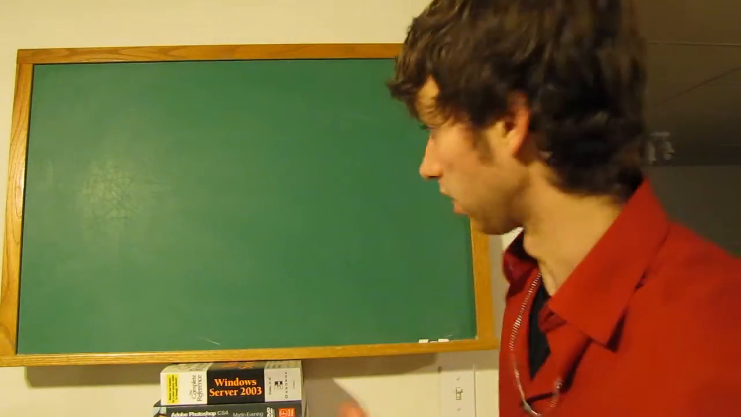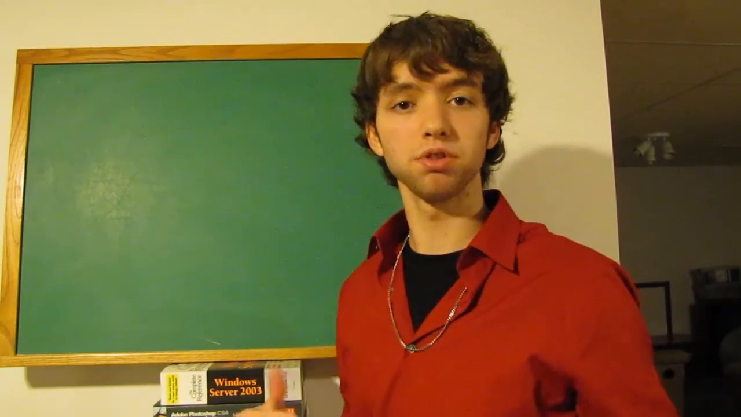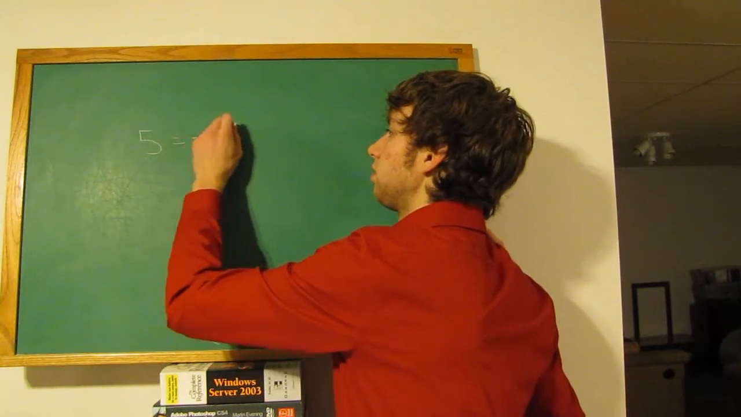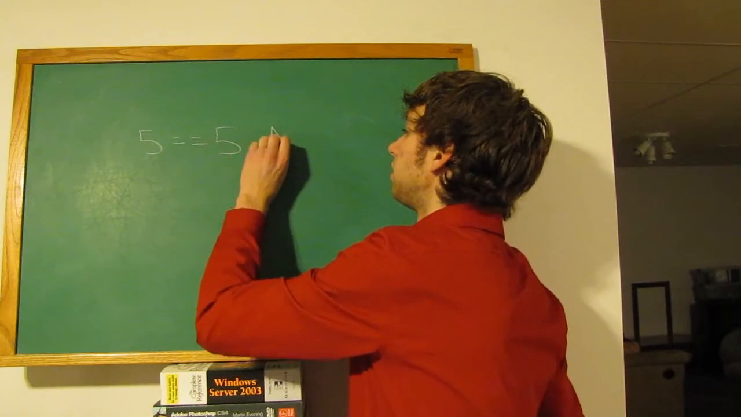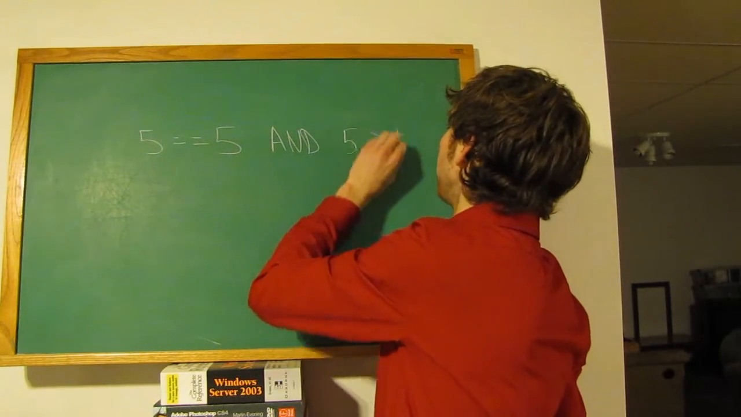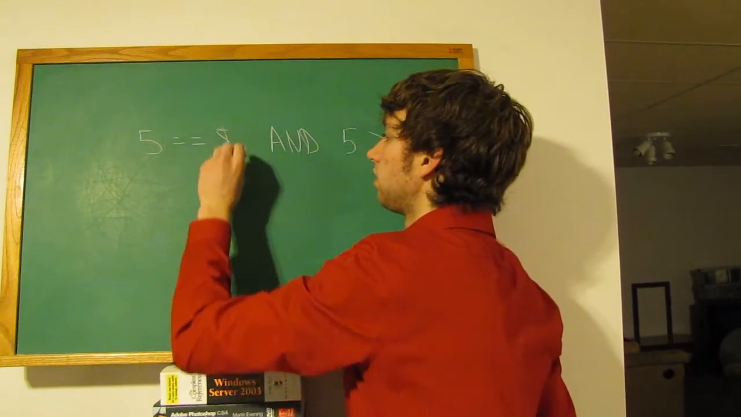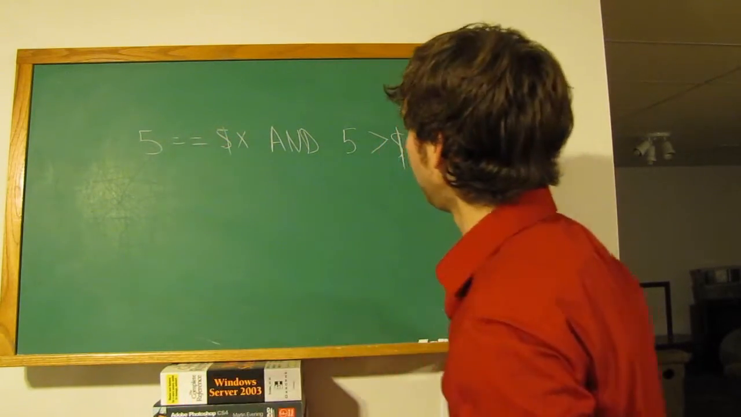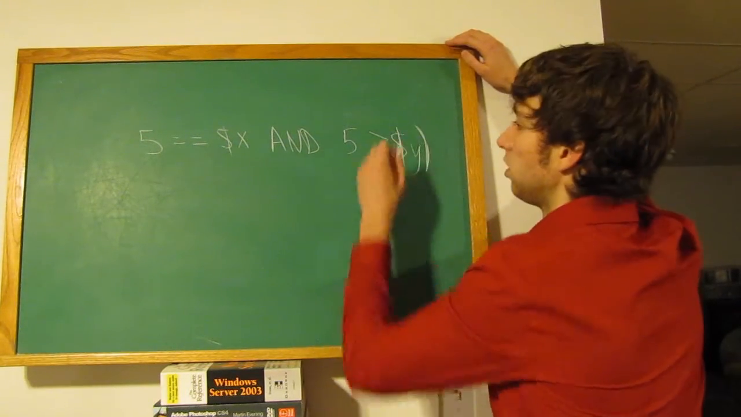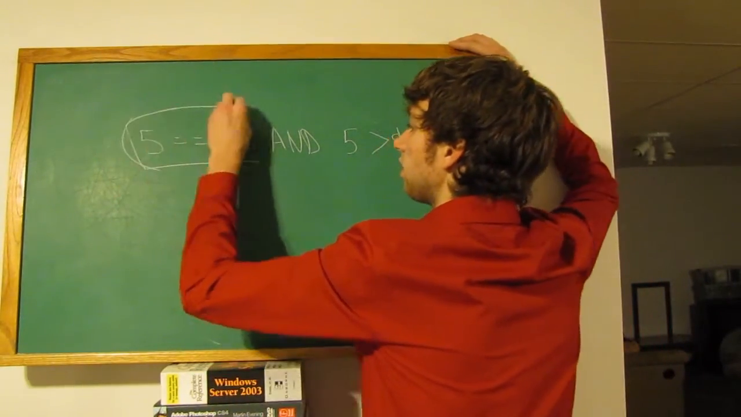Now, how do these work? Well, we have the and. This is going to test if multiple things are true. So, 5 is equal to 5, and, all caps, 5 is equal to the variable x, and 5 is greater than the variable y. Well, how is this going to be tested? Well, first, it's going to test this.